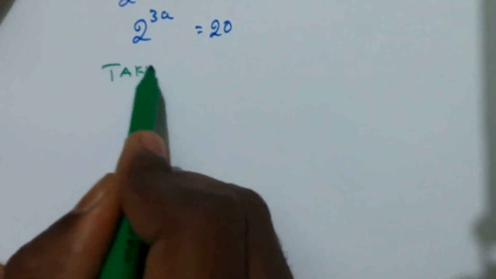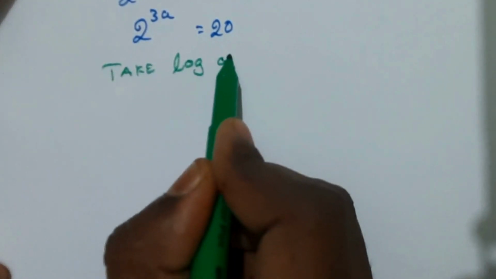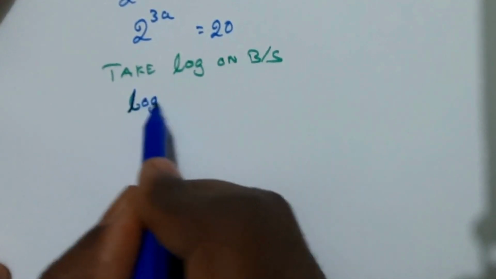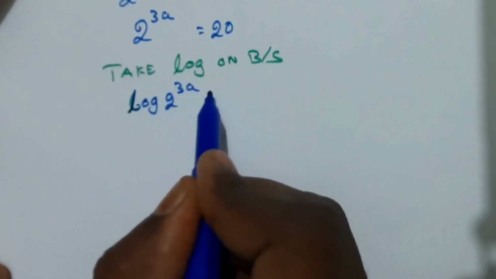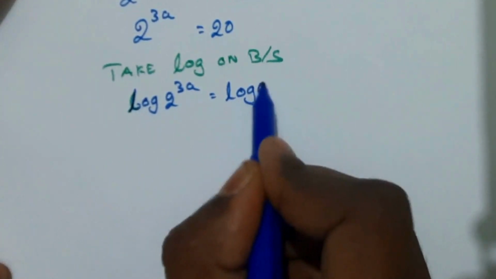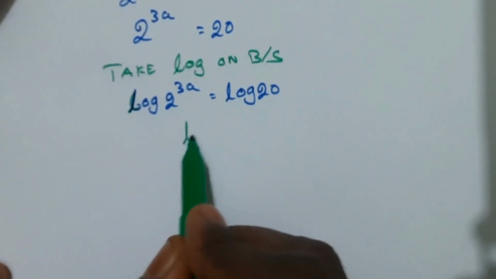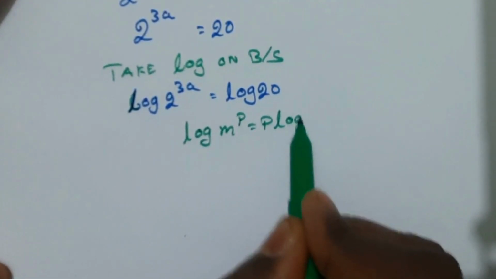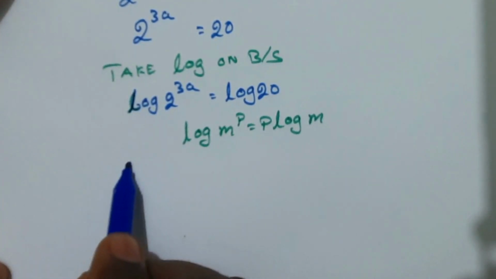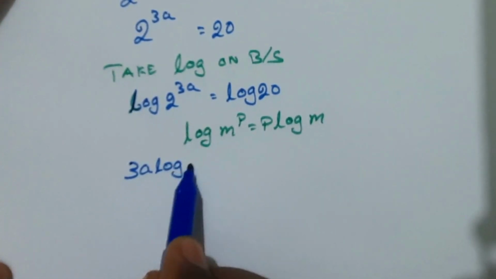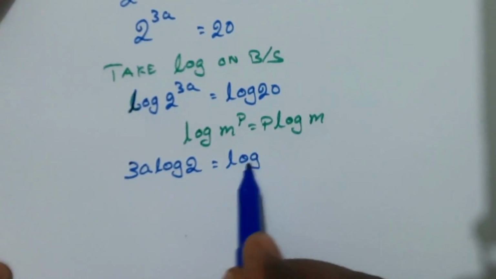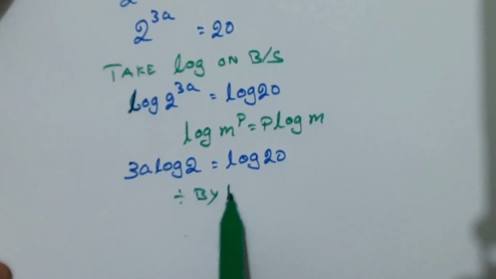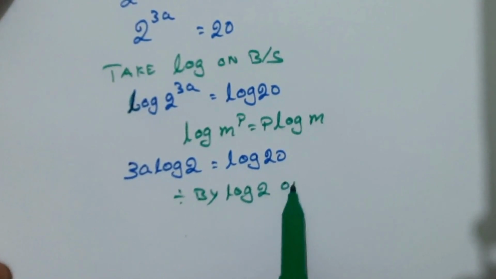Take log on both sides. Log 2 to the power of 3a equal to log 20. We are going to apply the power log formula: log m power p equal to p log m. This is now 3a log 2 equal to log 20. Divide by log 2 on both sides.